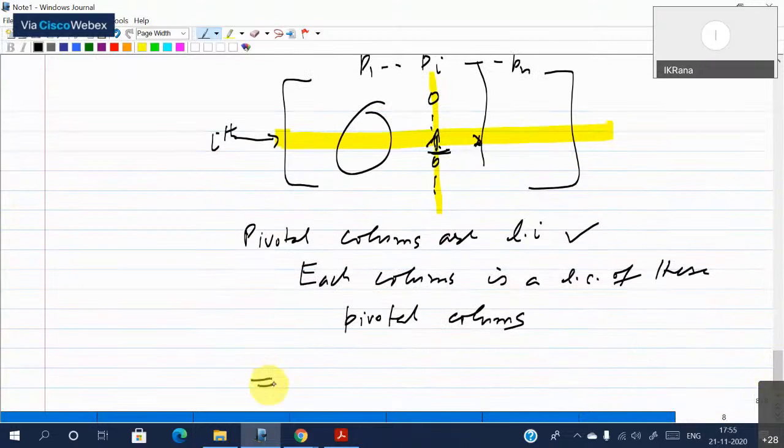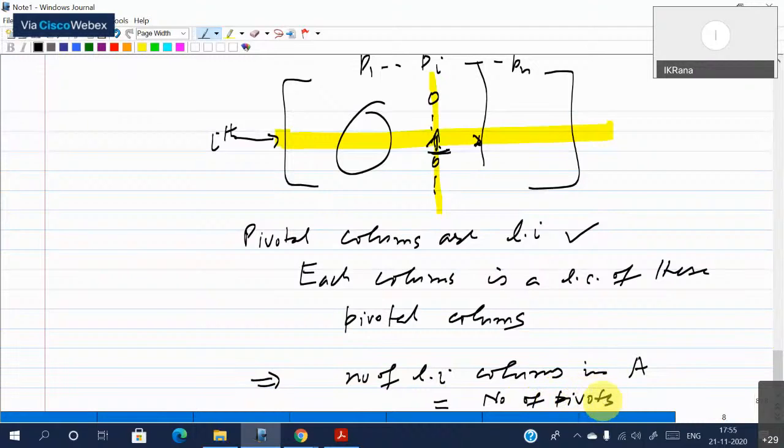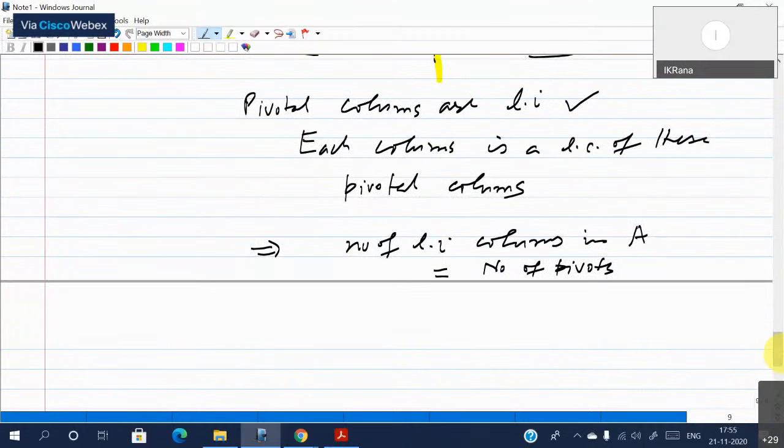So what does this imply? This implies that the number of linearly independent columns in A is equal to the number of pivots. And the pivotal columns that we have already written are linearly independent.